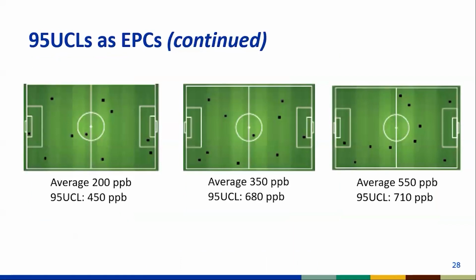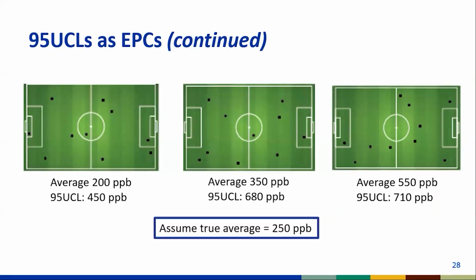Well, you can use 95 UCLs to take luck out of the picture. This slide displays sample location configurations for 3 soccer fields, along with their respective average and 95 UCL values. I'm only showing 3 configurations here to keep it simple. In all 3 cases, the 95 UCL exceeds the corresponding calculated average from the samples in the field, as expected. But how do those 95 UCLs compare to the true average, which we're pretending is known to equal 250 ppb?